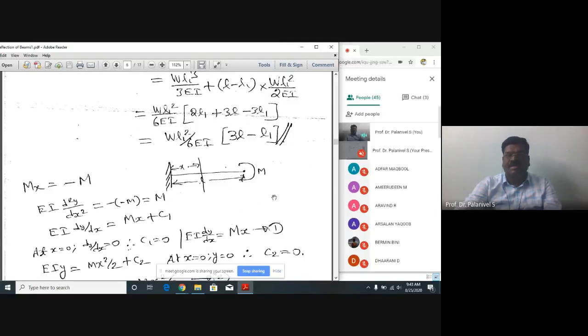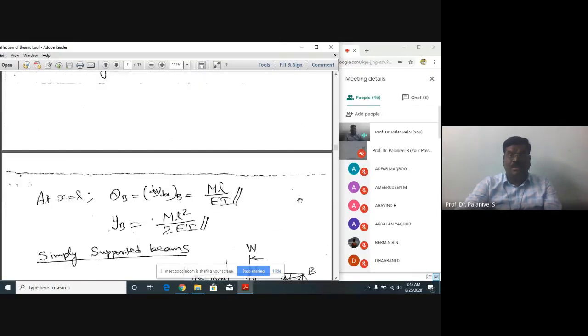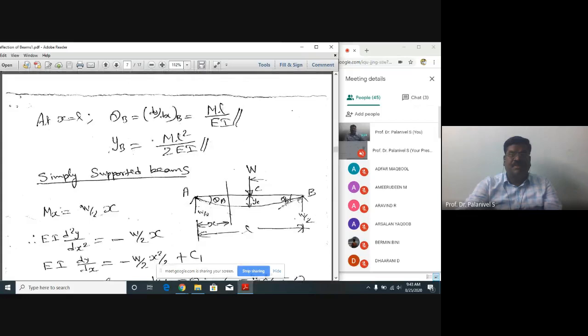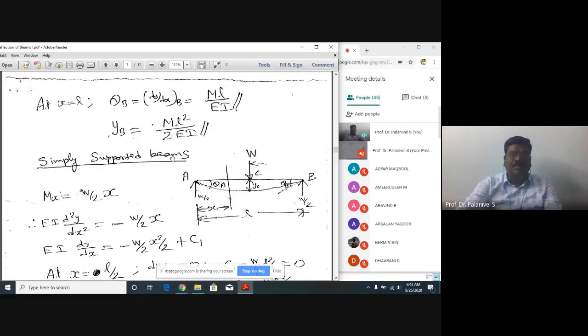Subject to a moment at the end. We have seen it, right? Today, I will teach you some simple problems on simply supported beams. We will see how to deal with simply supported beams. That's a simple problem, right?